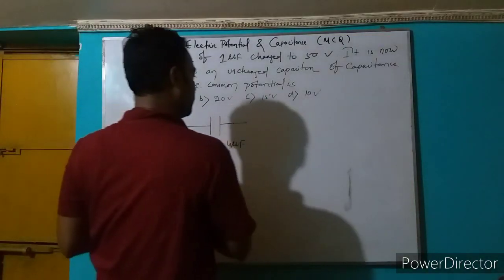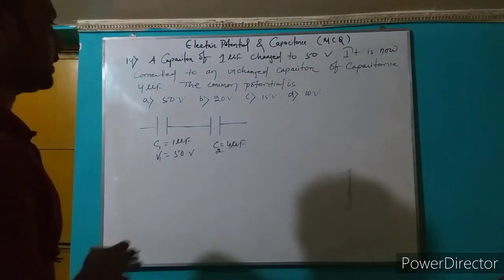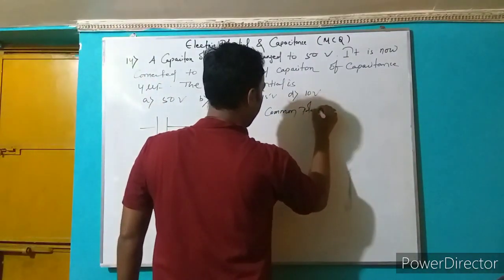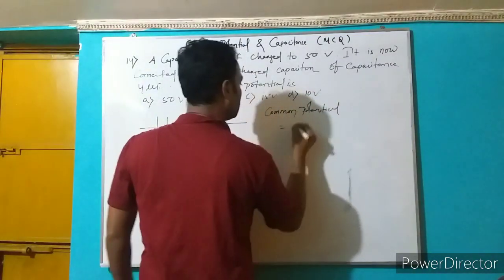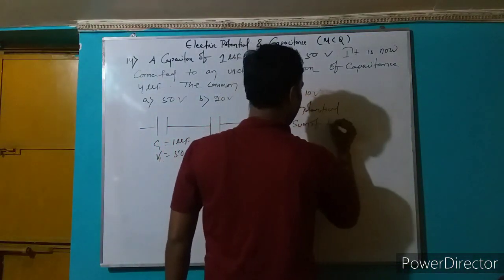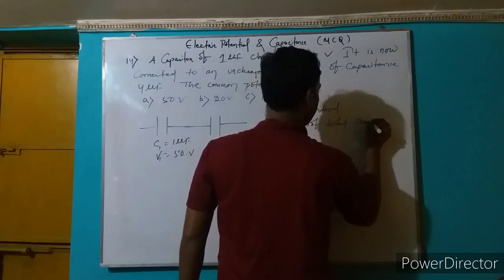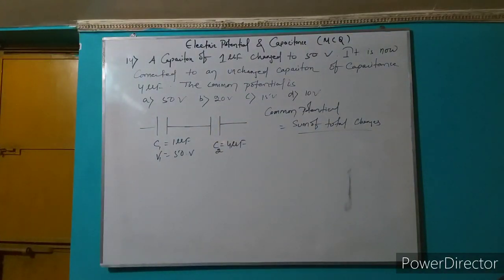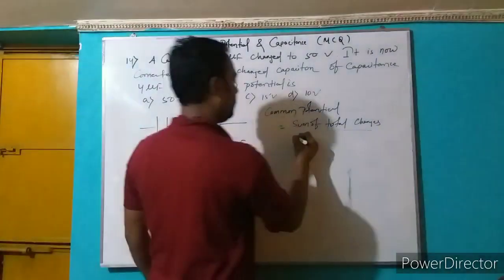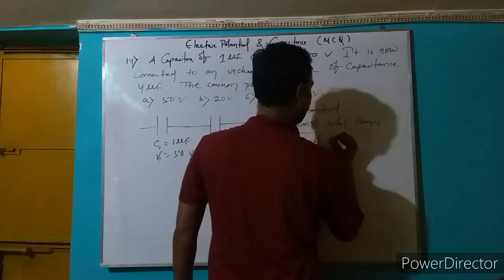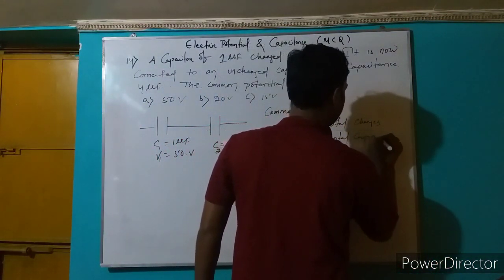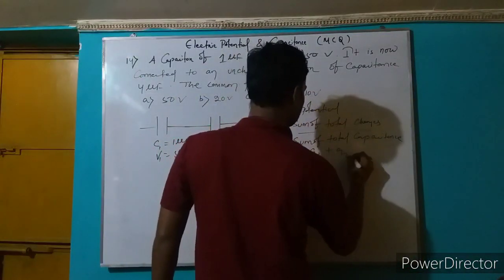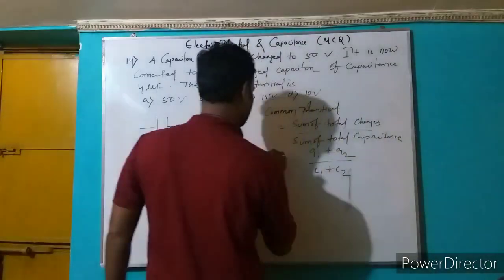You know, in the previous question I discussed that common potential is equal to the sum of total charges divided by the sum of total capacitance. So the sum of total charges, Q1 plus Q2, divided by C1 plus C2, is equal to Cp.